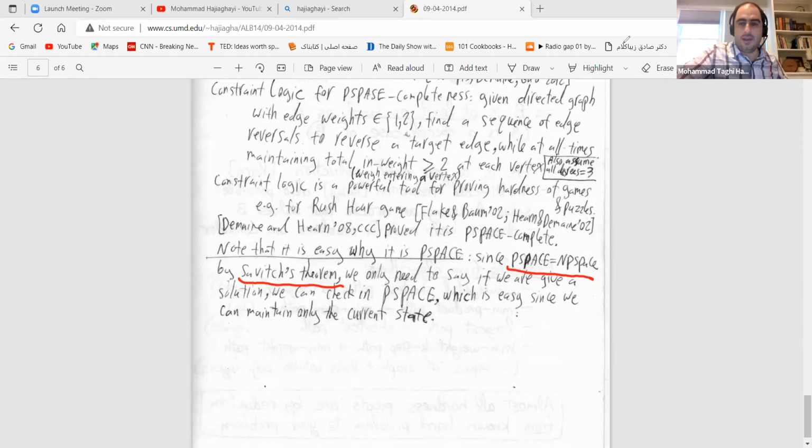Next time we will talk about other NP-hard problems. We will talk about 3-SAT and 3-Partition. These are two important problems. For constraint logic, if we have some time, we will talk about it. Otherwise, you can read about it in the book. We can use constraint logic to show that several other problems and games are PSPACE-complete.